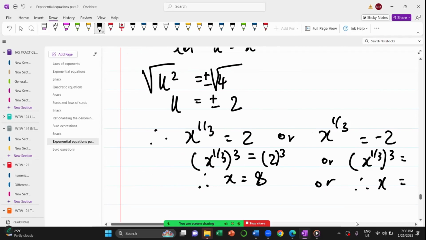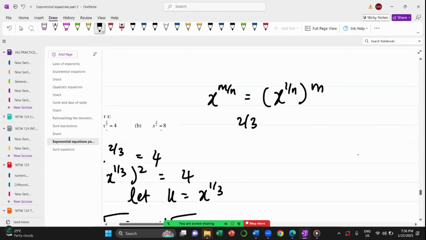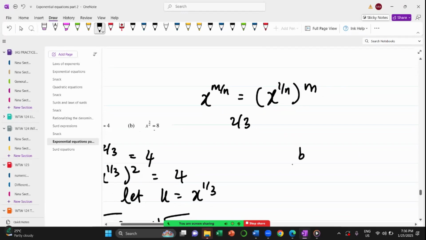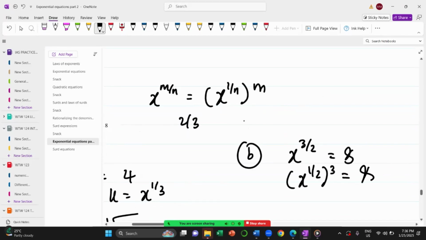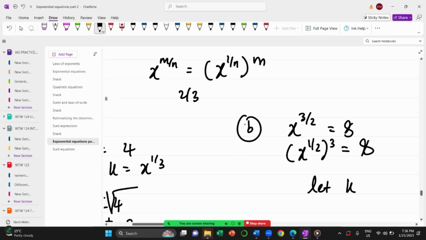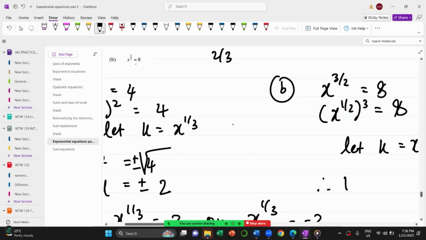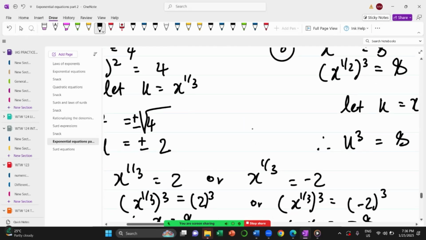Yes, sir. Okay, so let's continue to letter B. Right? Letter B is saying I have x to the exponent of what? 3 over 2 equal to 8. Remember, I have a fraction. So now I'm allowed to say I'm going to have x to the exponent of 1 over 2, all to the exponent of 3, equal to 8. Are we okay? Yes, sir. So I can say let k be equal to what is inside the bracket. It's x to the exponent of 1 over 2. So therefore, I'm going to have k cubed equal to 8. Right?